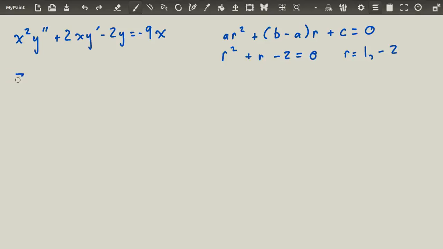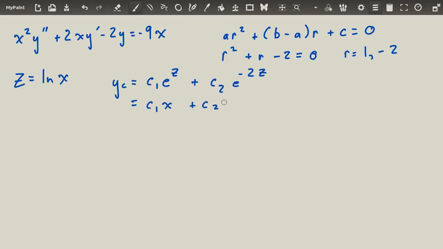Now, one thing that's really important here is that we're going to be making this substitution. So I'll show you what that entails in a second. So let's solve for yc. And instead of using x, we're going to use z. So c1 e to the z plus c2 e to the negative 2z. And what we do is we're then going to replace ln z with ln x, and that'll give you something that looks like this. So we're dealing with c1x plus c2x to the negative 2. So we've solved for our yc.